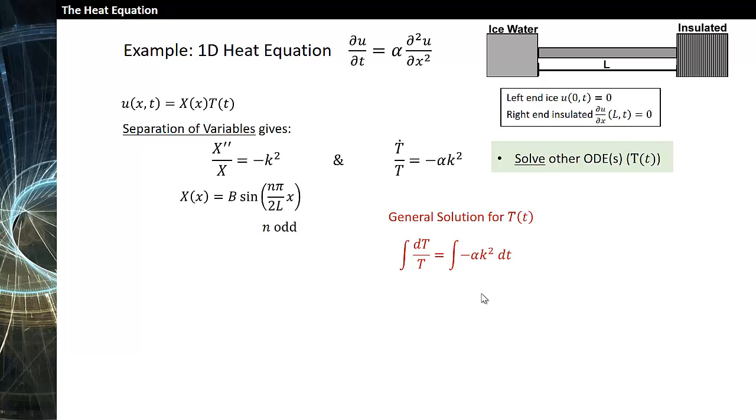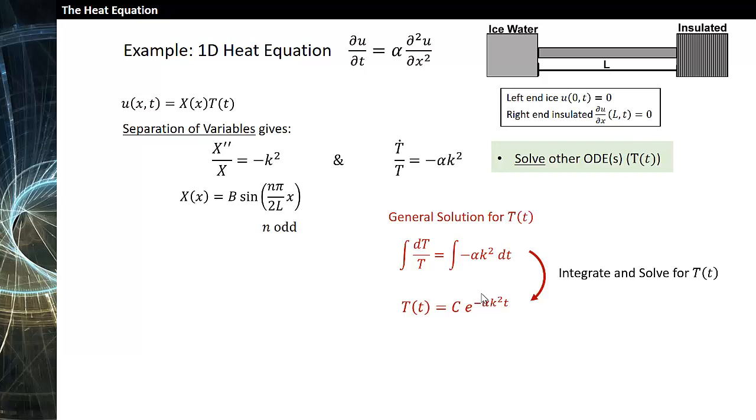Solving that for capital T of t gives us capital T of t is equal to c e to the minus alpha k squared times t. If you don't see that step, there's a couple steps in between there. There's a natural log on the left-hand side, and then you have to take the exponential of both sides in order to get to this. It's worth working through those extra steps to make sure that you feel confident with that.